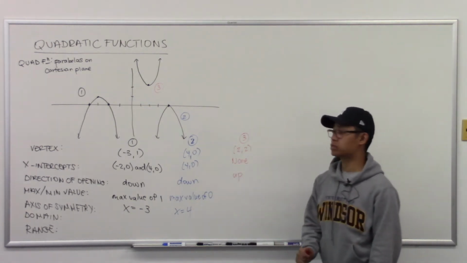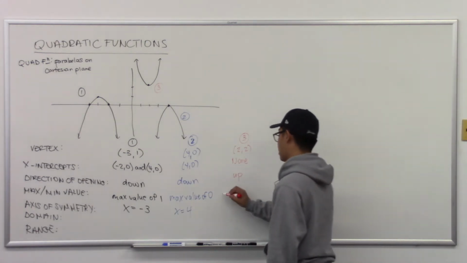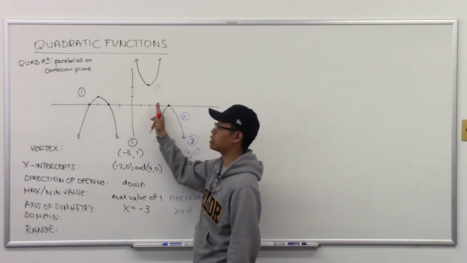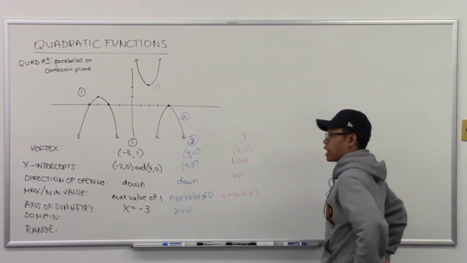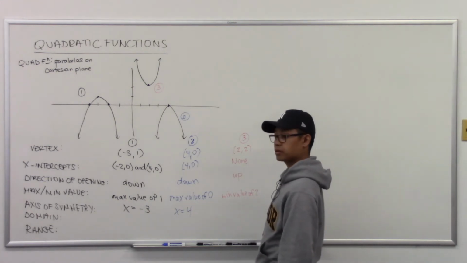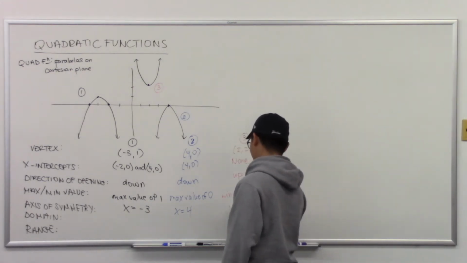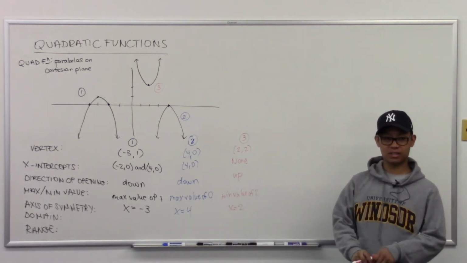Nick, what's the max or min value? Does it have a max or does it have a min? Yeah, it has a min. A min value of? Very good. It's how low it goes. Not because of 2 this way, because of 2 this way. And then your axis of symmetry, Maya. 2. Thank you. X equals 2. Okay.